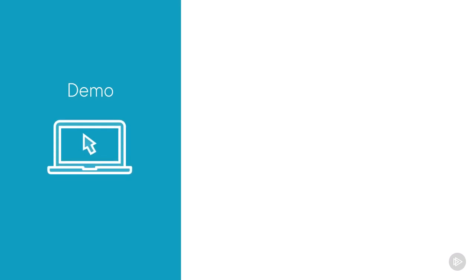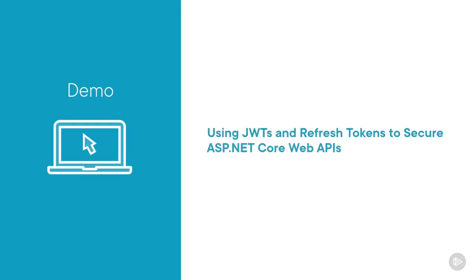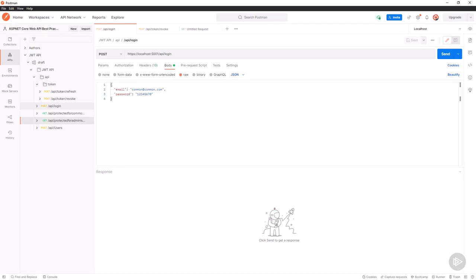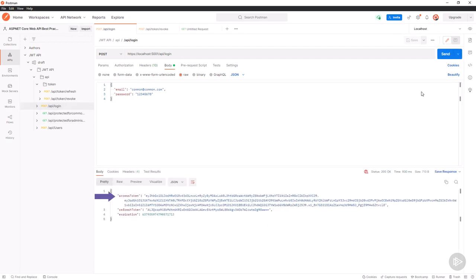Now let's take a look at a quick demo showing how to use JWTs and refresh tokens to secure ASP.NET Core web APIs. We're going to use Postman to go ahead and log into our service just like we did in the previous demo. Once we successfully log in, we get an access token. And as we saw before, we can use that access token to access the resource.